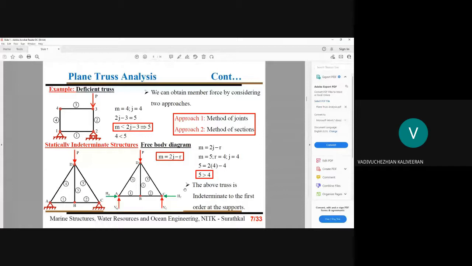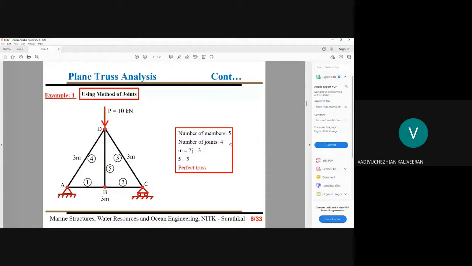So we said there are two methods to solve your problem. First one is method of joints, another one method of sections. So we will consider method of joints. In that method of joints, what we are trying to do, we are trying to consider various joints. We are trying to name our joints A, B, C, D. And we are trying to name our members AD member, AB member, BC member, CD member.